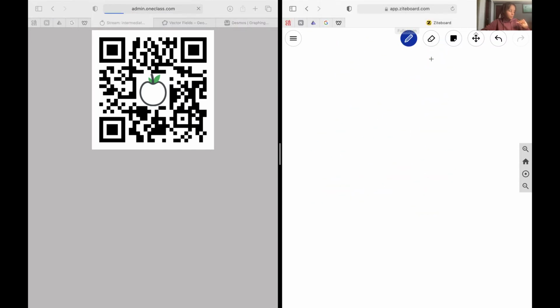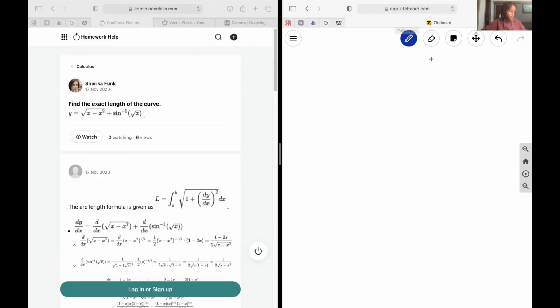Okay, on to the next question. We want to find the exact length of this curve. And so again, the general formula is the length of the curve evaluated from a to b is the root of 1 plus the derivative of that function with respect to x squared integrated over dx. And so obviously we're going to need to find this, and we're going to use some general rules to find it. So let's just write down all of those rules.